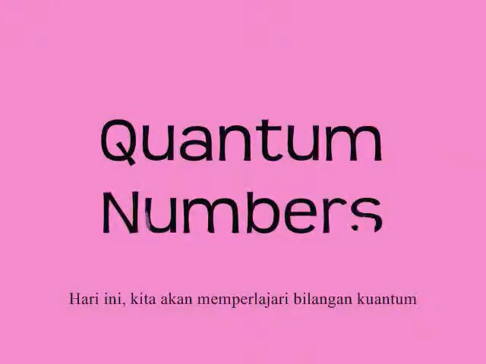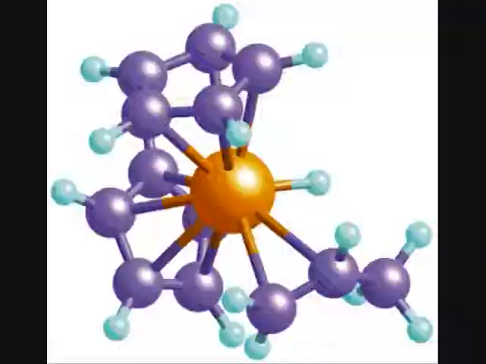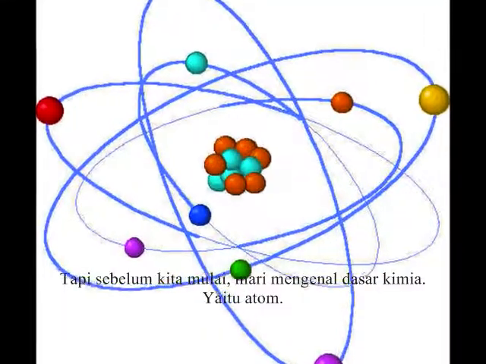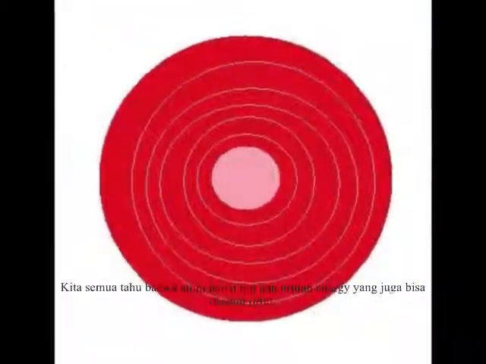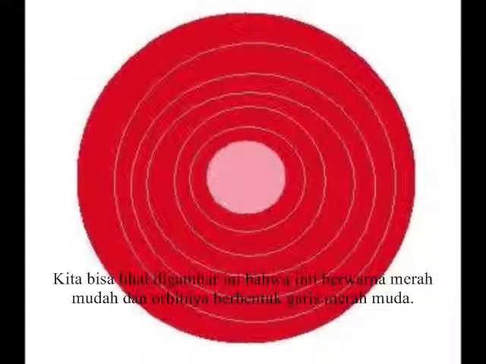Today we're going to learn about quantum numbers. But before we begin, let's start with the basics of chemistry, which is atoms. Now, as we all know, an atom consists of a nucleus and energy levels, which can also be called shells. We can see in this picture that the nucleus is the solid pink and the shells are pink strings.